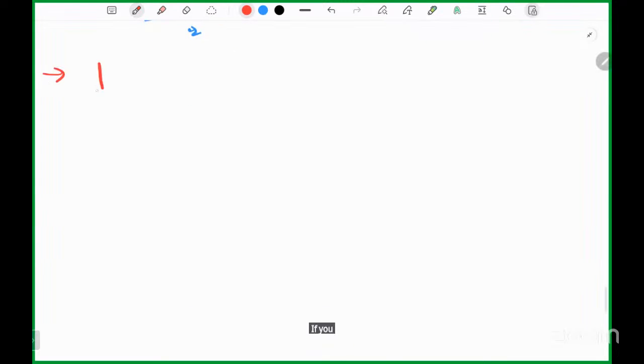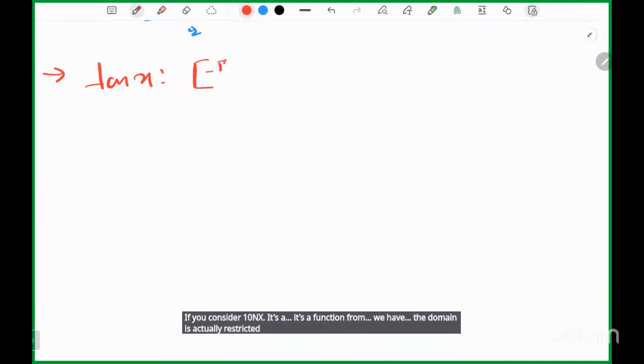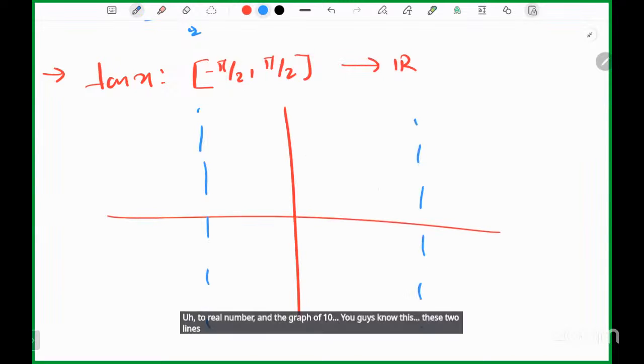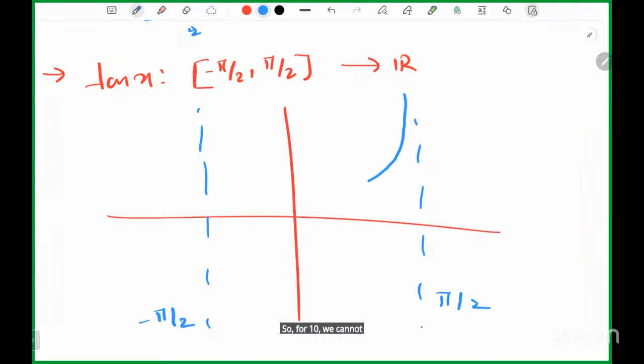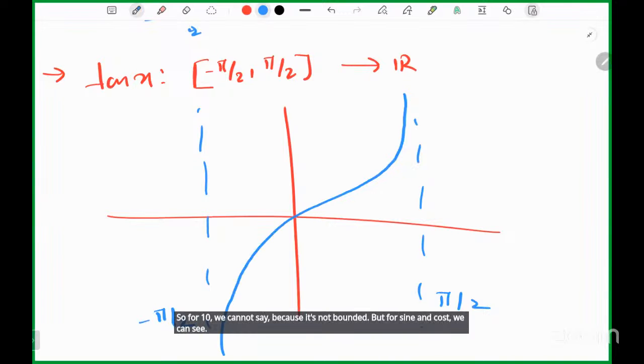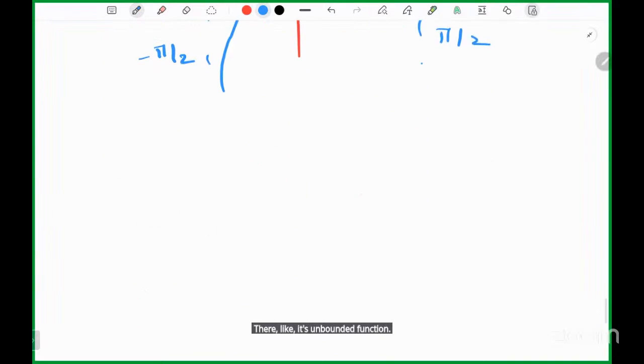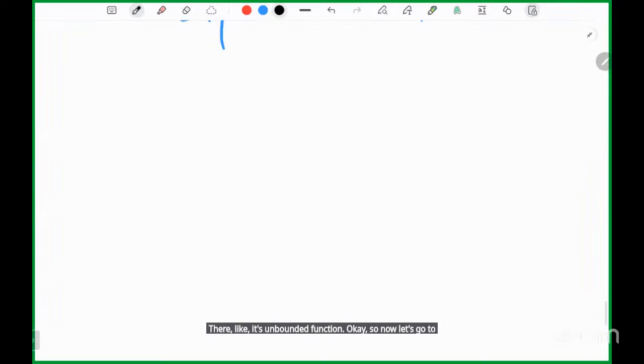If you consider tan x, it's a function whose domain is actually restricted, from minus pi by 2 to pi by 2, to the real numbers. And in the graph of tan, you guys know, these two lines will work as asymptotes, at minus pi by 2 and pi by 2. So for tan, we cannot say because it's unbounded. But for sine and cos, we can say they are bounded. Okay, so now let's go to limit of functions.